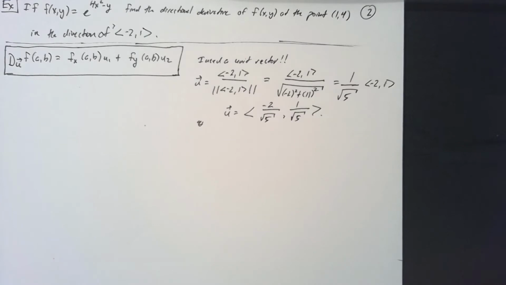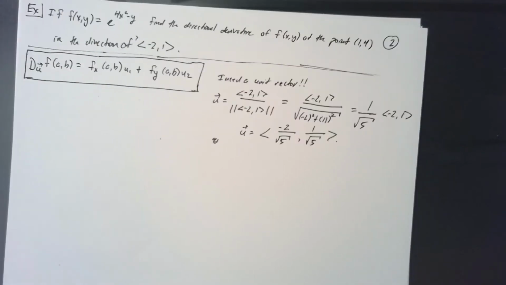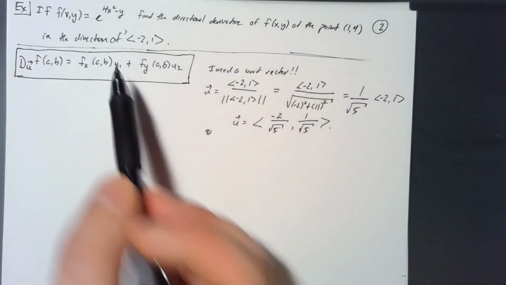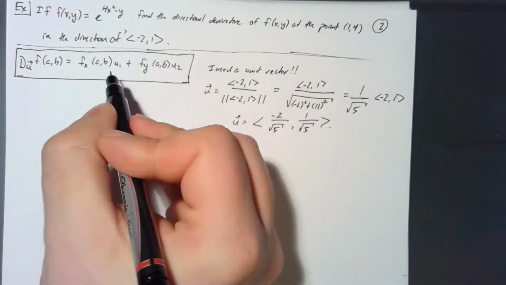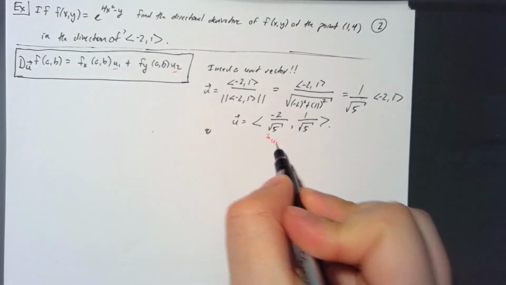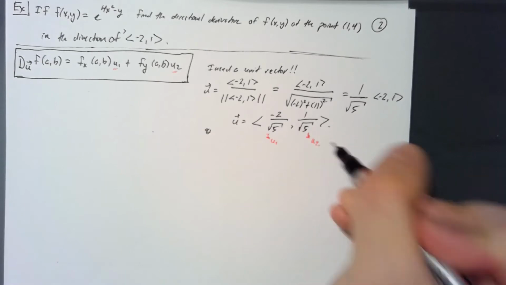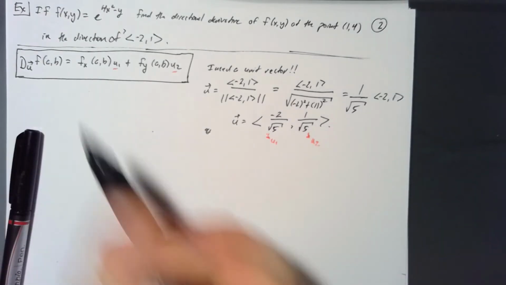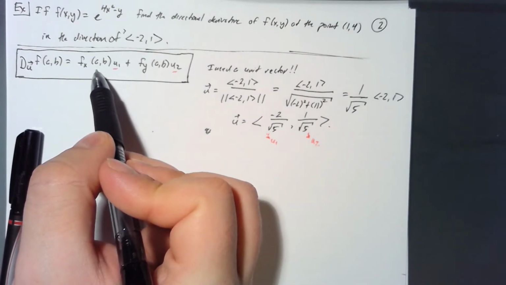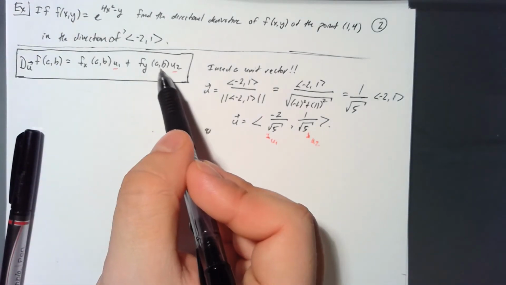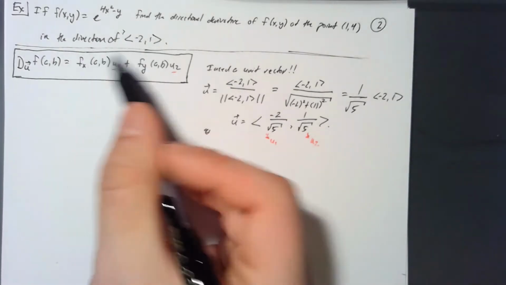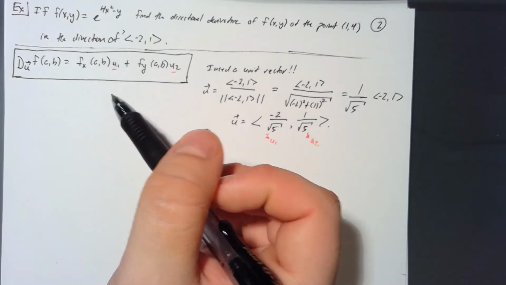Okay, but now the components of the unit vector are right here. This is u sub 1, and this is u sub 2. So now I just need to find the partial of the function with respect to x, and then the partial of f with respect to y. And then I'm going to plug the given point into those partial derivatives.